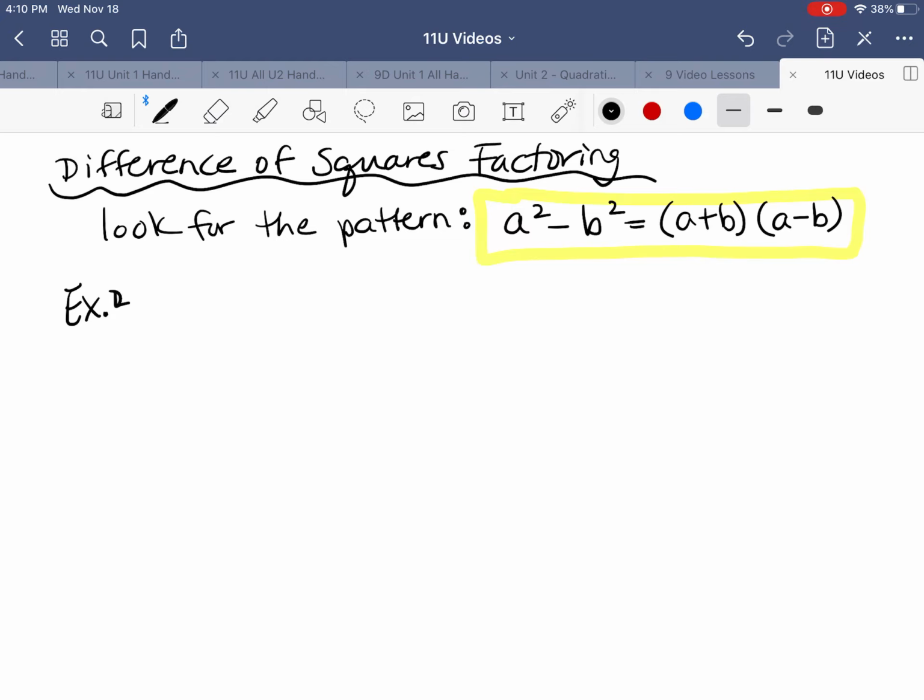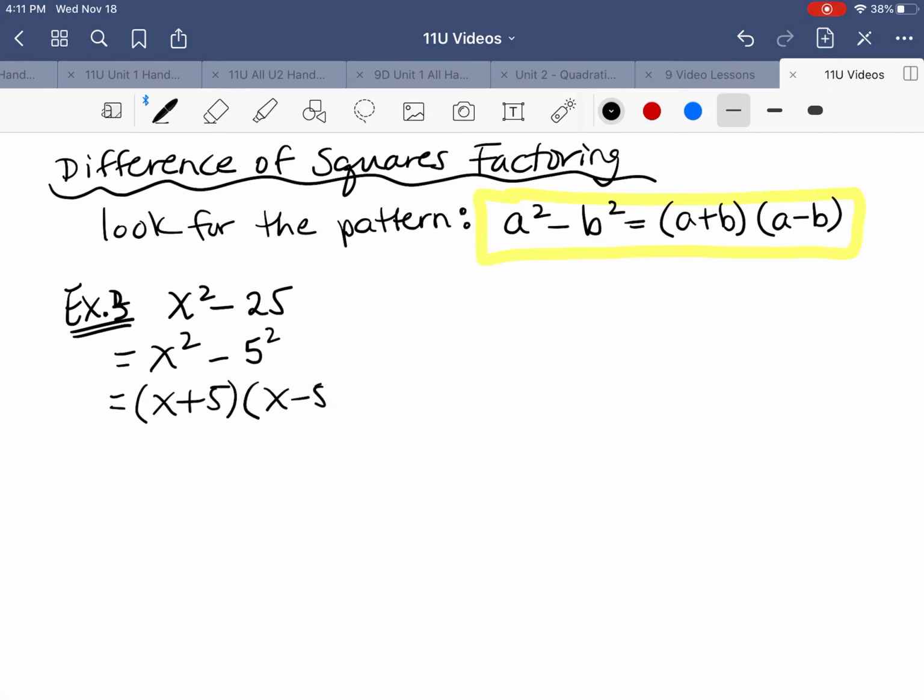So our first example, but we'll call it 3 because we're continuing on, is x squared minus 25. Now we have x squared, and 25 isn't squared, but we can write 25 as 5 squared because they are equivalent. So now we have something squared minus something squared. We're going to treat our x as our a and our 5 as our b. And to factor that, we end up with x plus 5 times x minus 5.